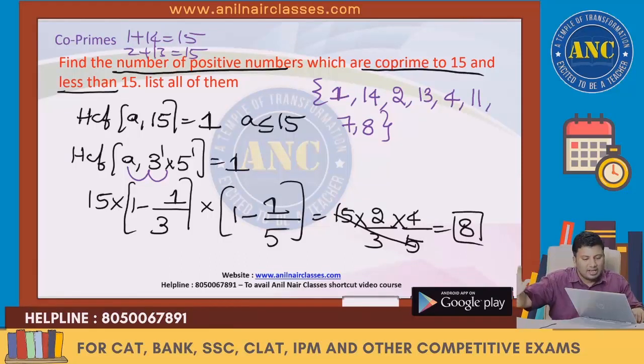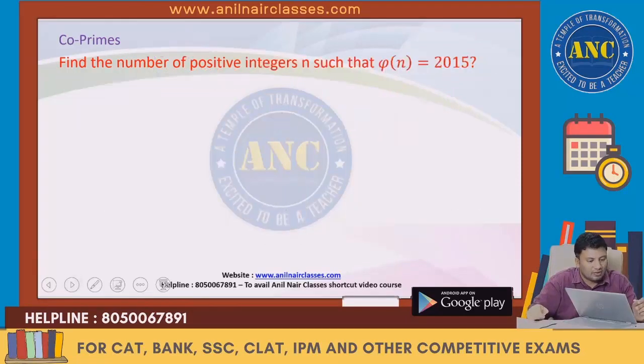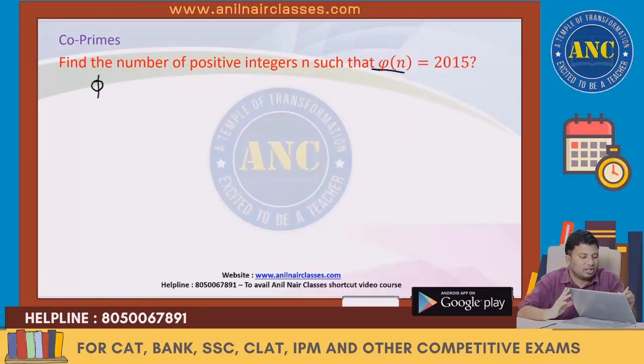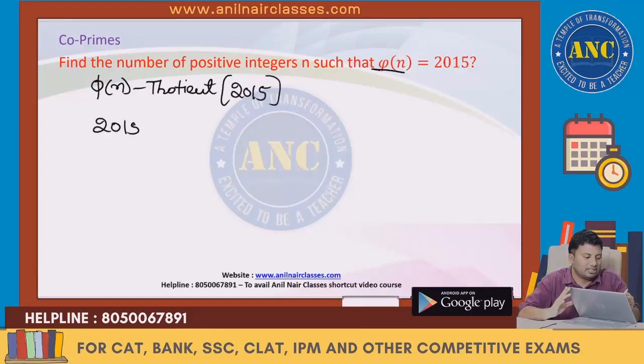Idea is clear. So these are the numbers. First one, very easy question. Second one, find the number of positive integers such that the totient function is not divisible by 2015. 2015 is 5 into 403, which is 5 into 13 into 31.